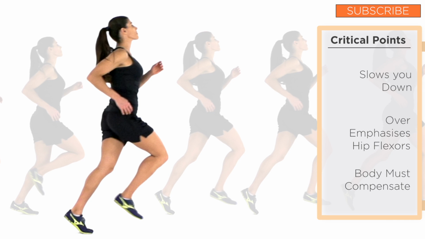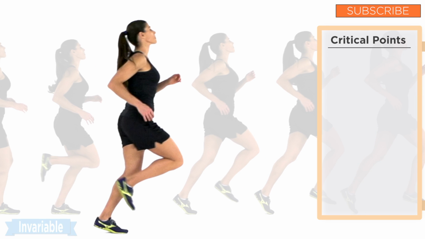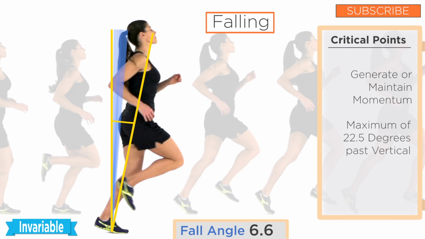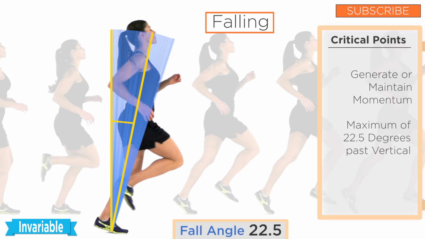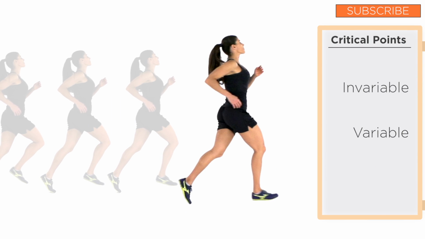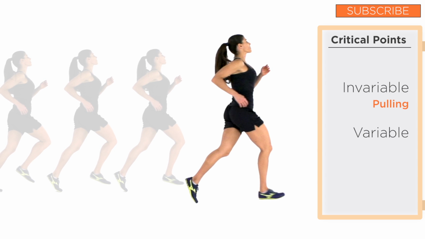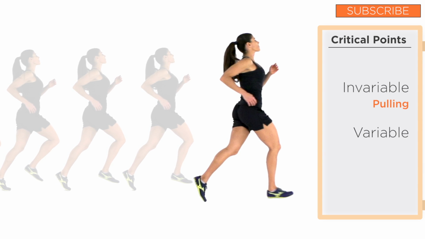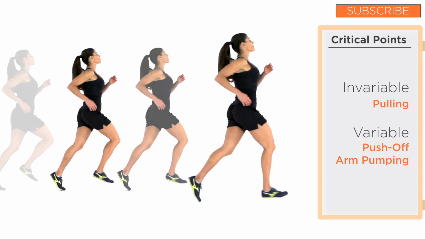Just the simple act of allowing yourself to fall forward is all you need to generate or maintain your forward momentum. You can fall a maximum of 22.5 degrees past the vertical. Once you're there, it's time to pull your foot up. Pulling is the final invariable element in the stride. Just like before, there are variables that provide no benefits. Those would be attempting to push off and pumping the arms.